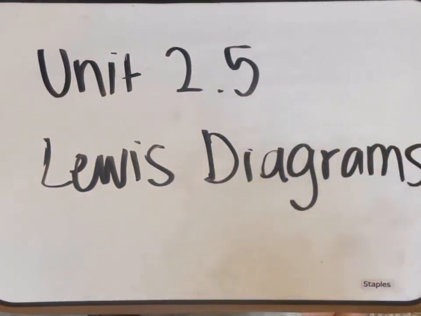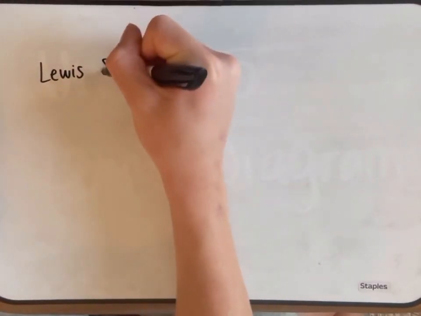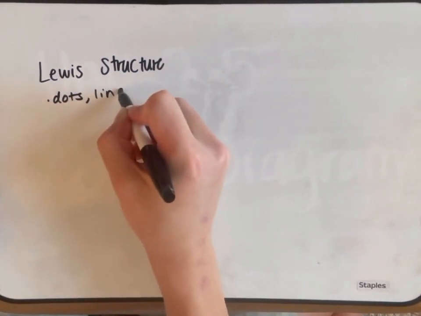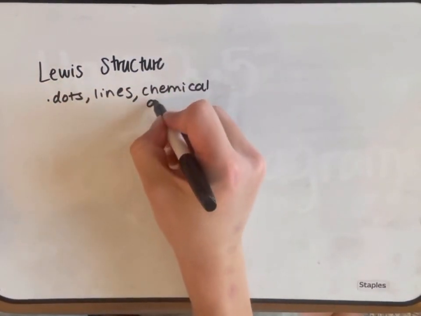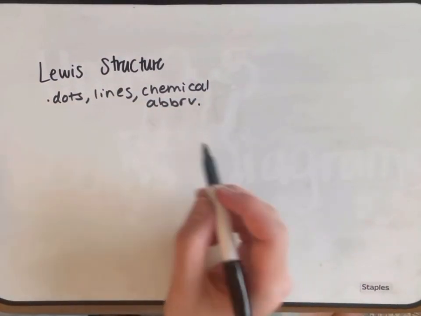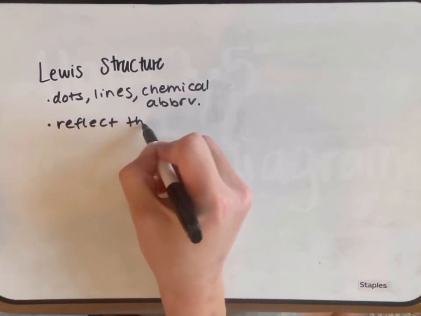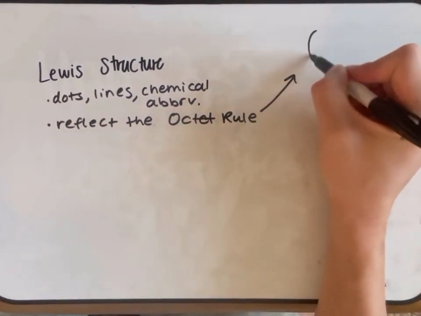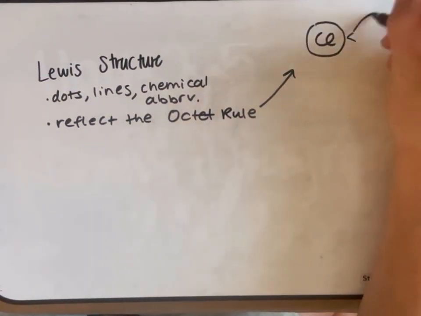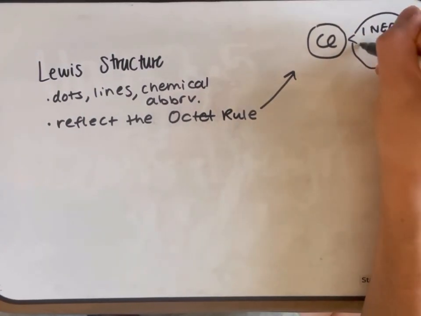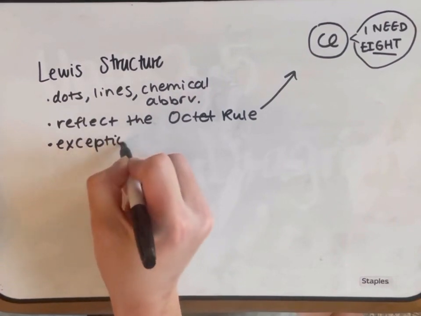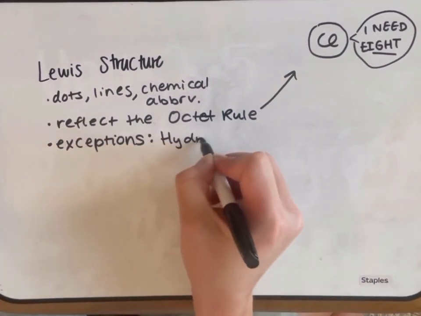And now we're going to talk about Unit 2.5, Lewis diagrams. So Lewis structures, as you've probably known about in regular Chem or Chem honors, they're just a bunch of dots, lines, and chemical abbreviations. And they're going to reflect the octet rule, which means, if you don't remember, that every atom wants 8 electrons. So it needs 8 to be stable. However, there are some exceptions, as we're going to talk about below.